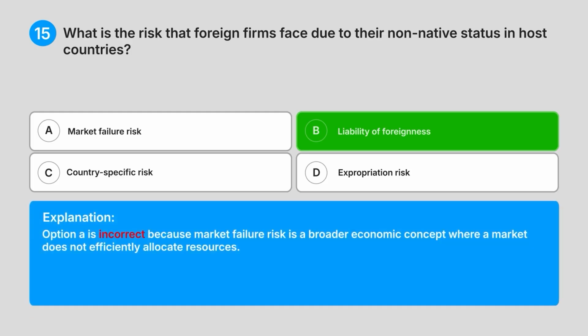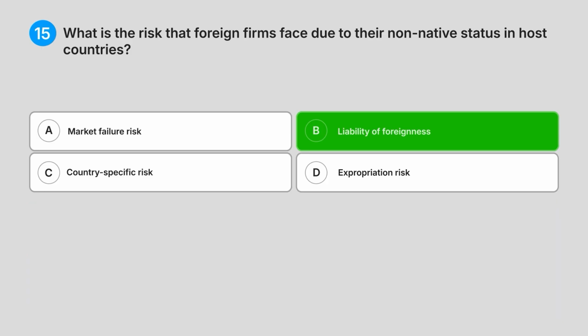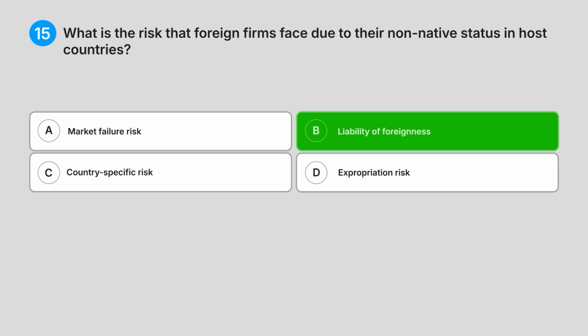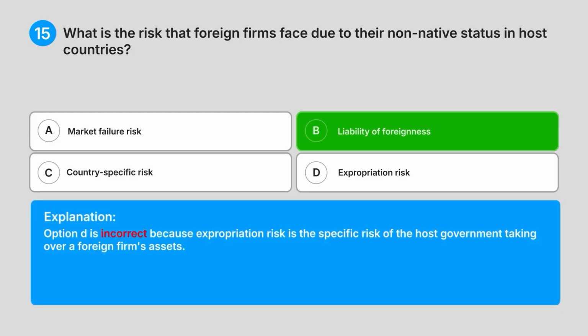Option A is incorrect because market failure risk is a broader economic concept where a market does not efficiently allocate resources. Option C is incorrect because country-specific risk refers to risks inherent to a particular country, like political instability, which affects all firms there. Option D is incorrect because expropriation risk is the specific risk of the host government taking over a foreign firm's assets.